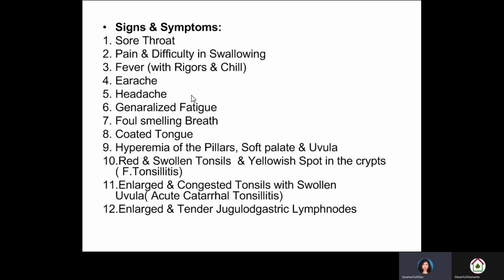Enlarged and congested tonsils with swollen uvula are seen in acute catarrhal tonsillitis. Catarrhal means superficial. Enlarged and tender jugulodigastric lymph nodes: at the site of the infection, the lymph nodes would be swollen. Why? Because whenever there is infection or inflammation, there is leukocytosis, or the number of WBC would be rising. So the excess number of WBC would lead to engorged or swollen lymph nodes.